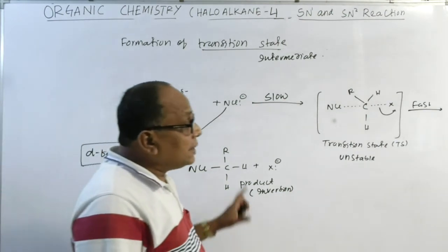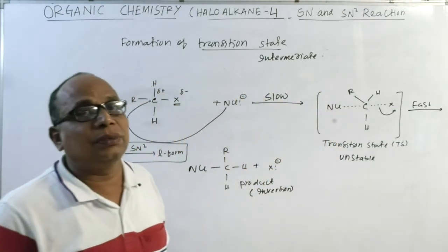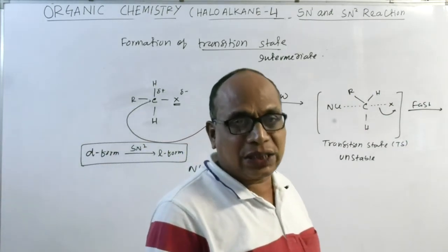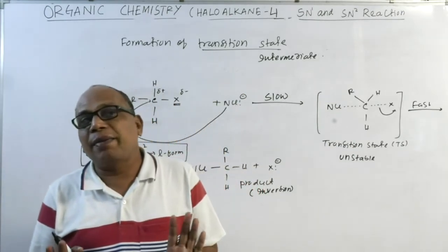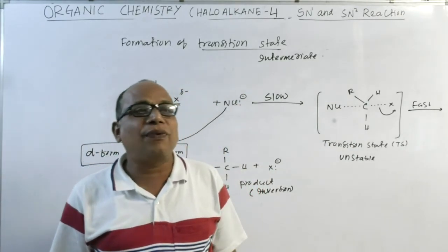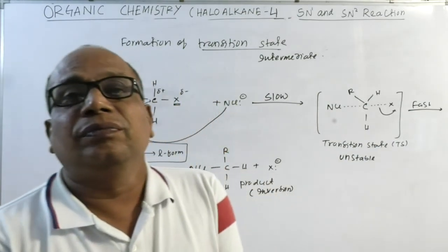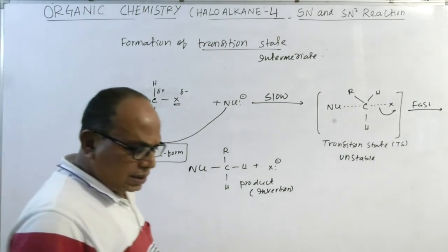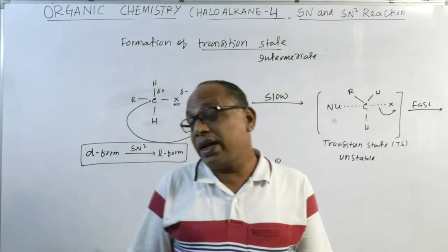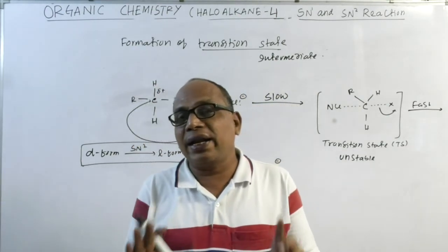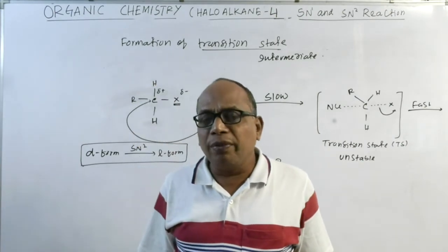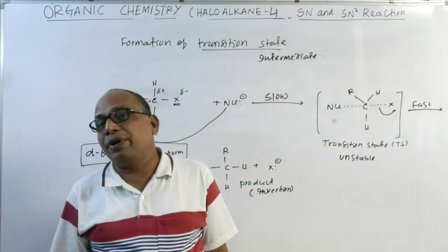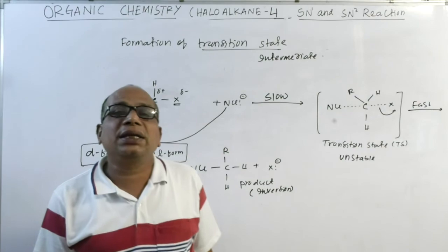Okay, students, this is all about your SN2 mechanism, and SN2 mechanism consists of only one step, the formation of the transition state. The transition state is formed by the attack of the nucleophile from the opposite side of the halogen atom. I think you may have some idea about the SN1 reaction and SN2 reaction. SN1 reaction means nucleophilic substitution unimolecular, the molecularity is 1, and SN2 reaction means nucleophilic substitution bimolecular, the molecularity is 2.